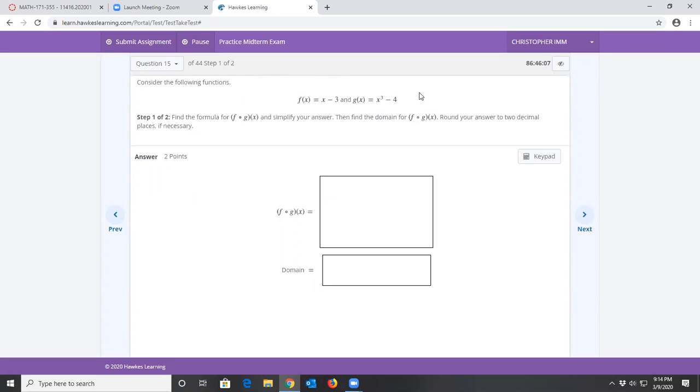Wait, how much is the final worth again? The final's worth 30%. Oh, 30. I don't know why I thought it was so high. Okay.